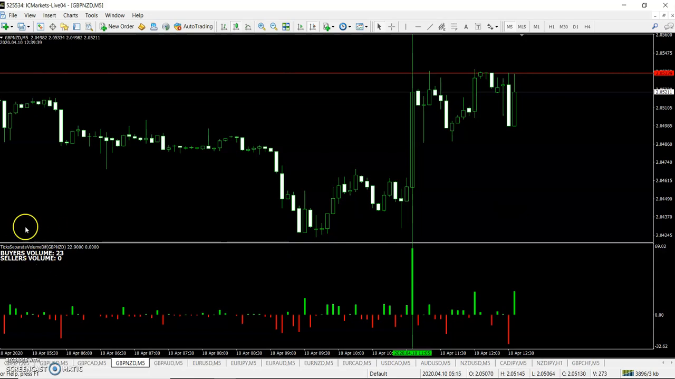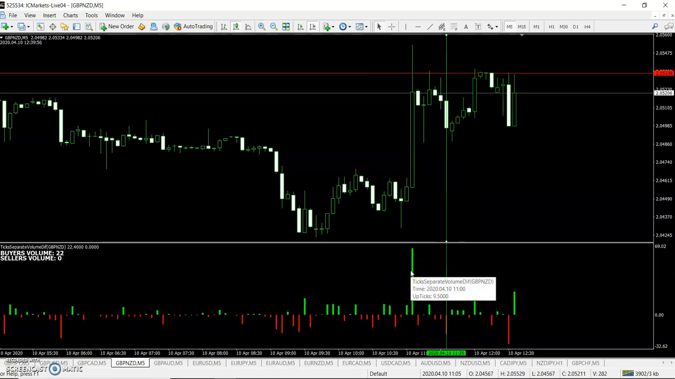If you look at our tick volume indicator here, we can clearly see, let me move this out of the way, that there was a big jump here, right, of ticks. This is the tick volume indicator, and the good thing about this particular indicator is that it tells us it was buyers volume. That's why it's green in color. So if it's red, it's going to be sellers.